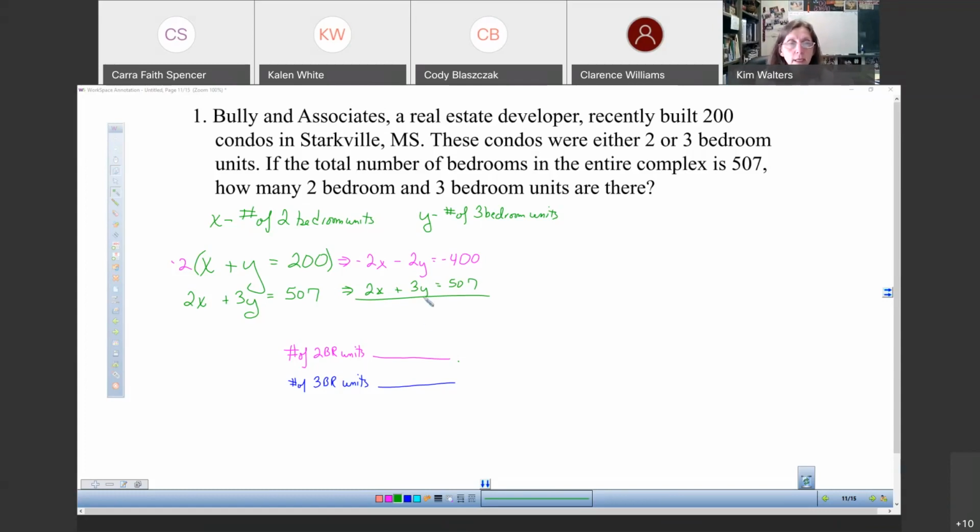All right. So with this in mind, if I do it this way, this is going to give me y is equal to, and when I add these two together, I'm going to get 107. And y is the number of 3-bedroom units. To get the number of 2-bedroom units, I can substitute back in here, or I can say x plus 107 is 200, or I could have simply subtracted 107 from 200 to get 93. So 93 two-bedroom units, 107 three-bedroom units.